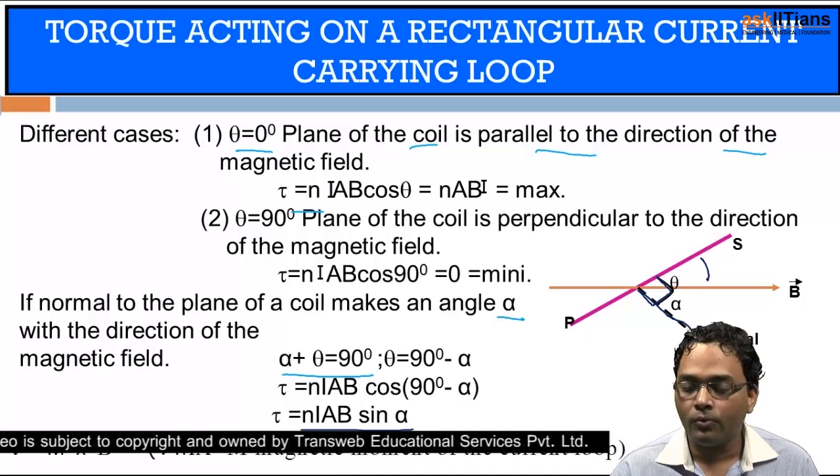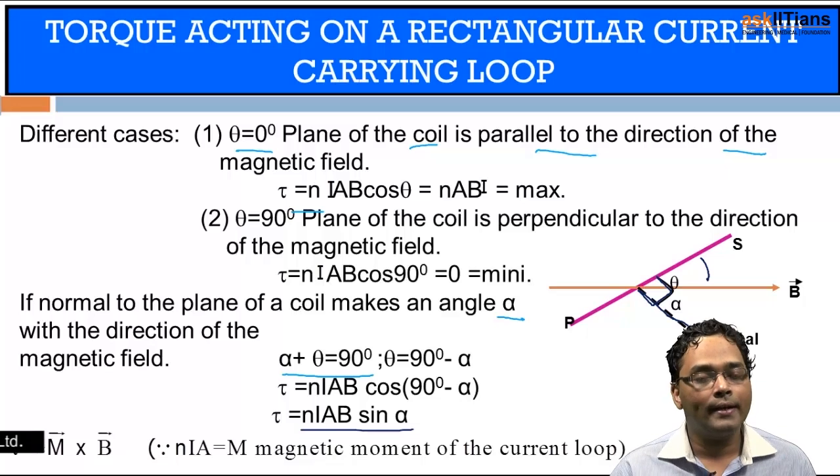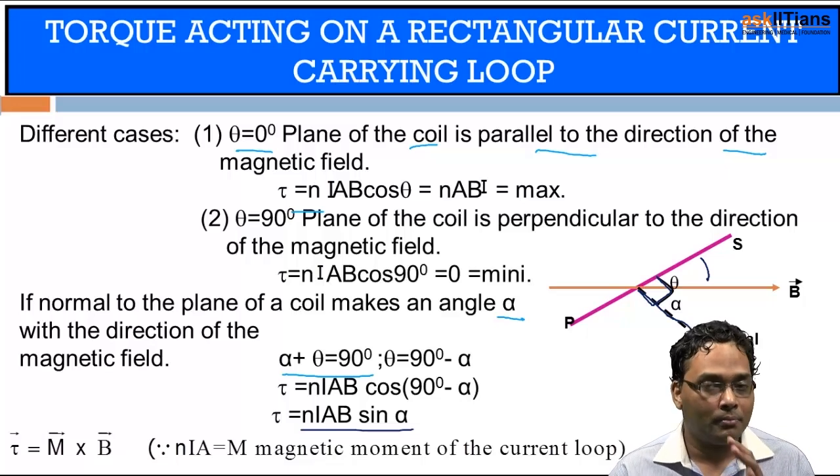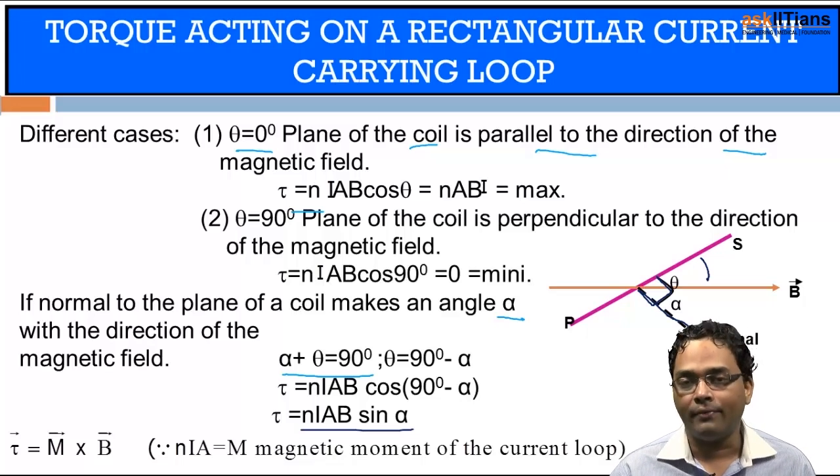So this thing, if you want to write down, why have we done it deliberately? Because we want to write it in terms of the cross product. So we have the magnetic moment vector, that is NIA, and we have the magnetic field, that is B. So M cross B gives us the net value of the torque that we have.